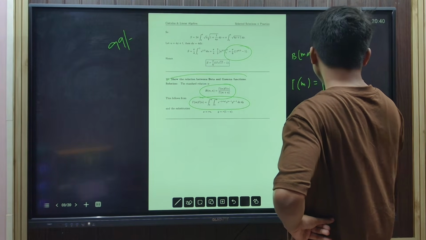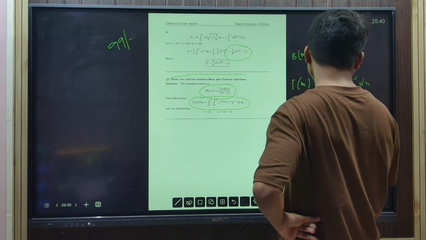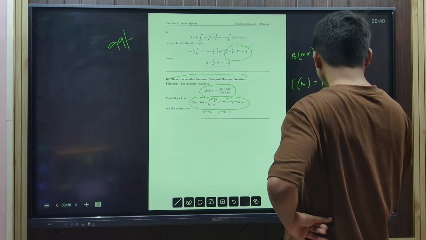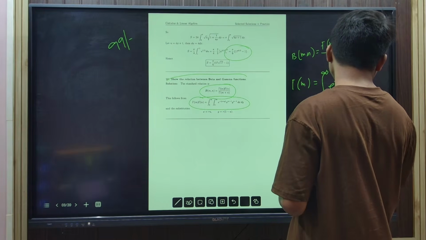x to the power m minus 1 dx, and gamma of n, if I say, then what happens? Integral 0 to infinity e to the power minus y, instead of y, whatever the variable can be anything, so x to the power n minus 1 dy, right?